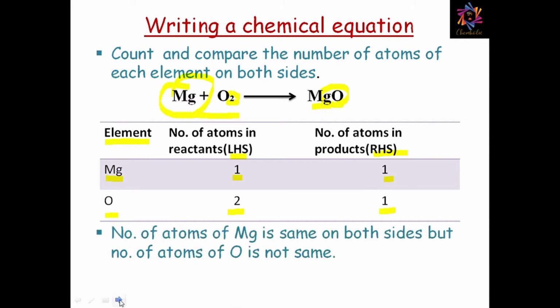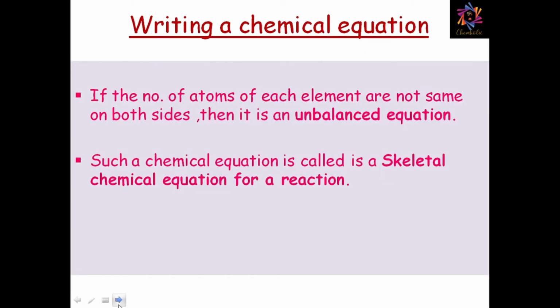So we saw here the number of atoms of magnesium is actually the same on both sides, but the number of atoms of oxygen is not the same. You can see the difference on the LHS and RHS. Magnesium is equal, but the oxygen is actually not equal. If the number of atoms of the elements are not equal on both sides, it is called an unbalanced equation, and it is also called a skeletal chemical equation.